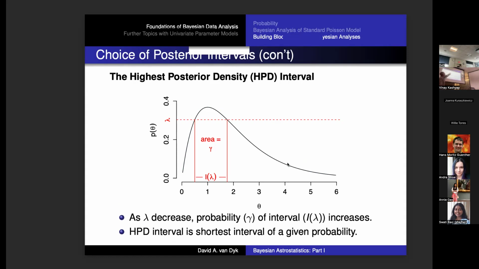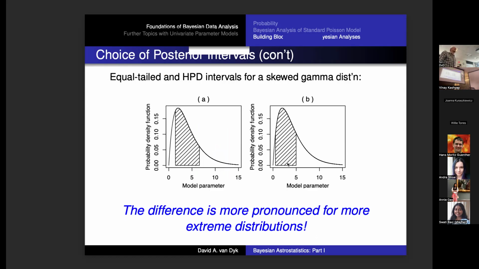Because if I want 5% probability here, it's the area under the curve. To get 5%, it's going to be narrower here than it is going to be here. So you imagine this lambda thing. As I take lambda down, these things spread out, and the area under the curve gets bigger. So I start at the very top where the curve is the highest, and I just keep pushing this dotted line down, and the interval gets wider until I get the probability I want. Harder to compute in higher dimensions, but it's in some ways what you would like.